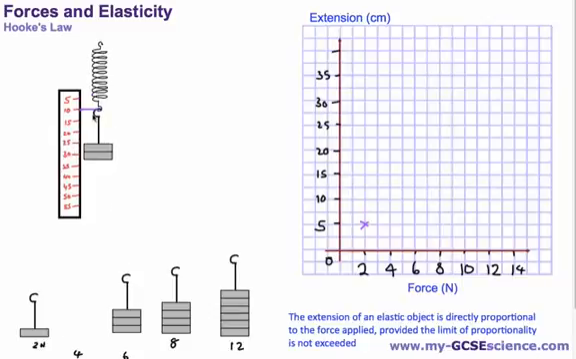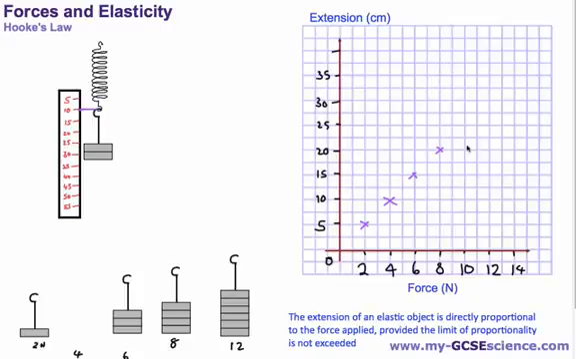The extension is now 10 centimeters, so it's stretched by 10 centimeters. So I can put that on my graph. 4 goes up to 10, and I can go through my forces, putting those on, and I'll get a graph that looks a little bit like this. So as we go up, the amount of stretch, the extension, is directly proportional to the force added.